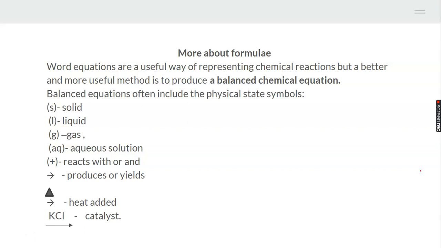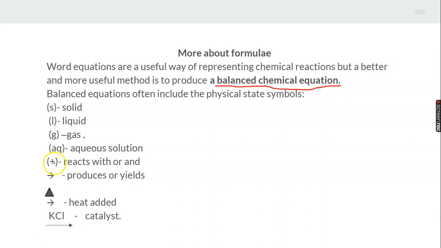So, we'll move to more about formulae. That's the plural of formula, okay? Word equations are a useful way of representing chemical reactions, but a better and more useful method is to produce a balanced chemical equation. If you write an equation and it's not balanced, it's not useful in chemistry. Although most of our equations come in unbalanced, you have to balance them. Balanced equations often include the physical state symbols. At times you see subscripts: S stands for solid, L stands for liquid, G stands for gas, and aq stands for aqueous solution. That means it's dissolved in water.